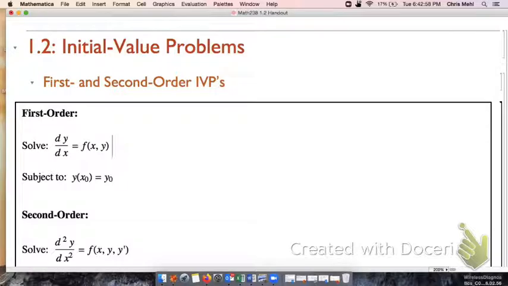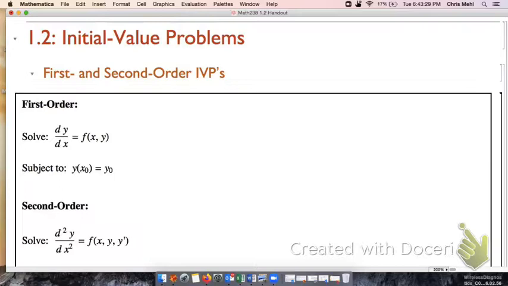How's everybody doing? Going to cover section 1.2, which is an introduction to what are called initial value problems. We're going to talk about first and second order initial value problems. I guess you could talk about third order, fourth order, and so on. And in general, you could talk about nth order initial value problems.